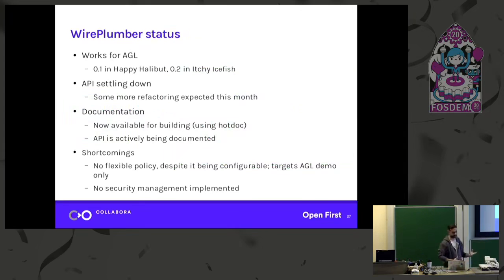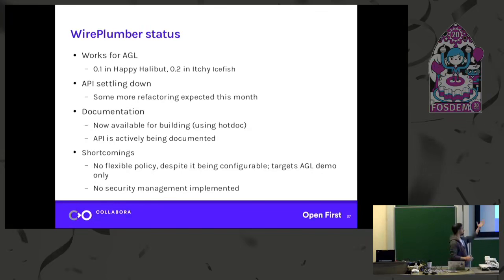So what's the status of WirePlumber right now? It currently works nicely for AGL. On the demo that we have on Building K, we use PipeWire and WirePlumber at the moment. The API is settling down. We're doing some more refactoring on the API level, on the library, but it's settling down.